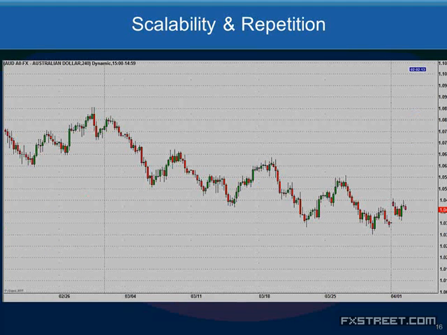Scalability and repetition. Another great quality of price movement, along with being scalable, is that it's repetitive. Here you could see it, and this is back in March. You had a negative growth pattern in the Australian dollar, and it was literally as simple as putting counter trend lines on the chart. You just drew those support lines, and every time a support line broke, you knew that it was likely, especially after it happened here.